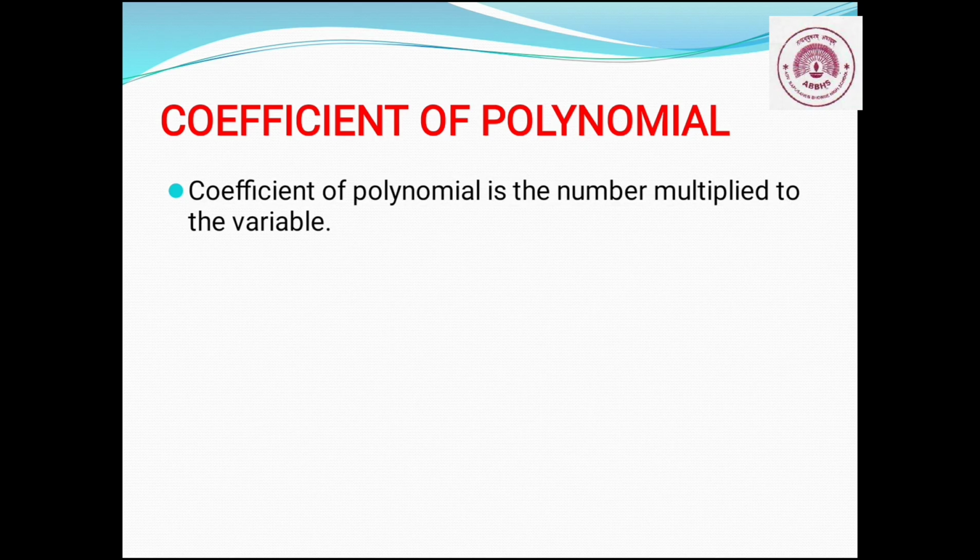Coefficient of polynomial is the number multiplied or associated with the variable. Let's understand it with the help of an example. x raised to power 4 minus 3x square plus x plus 5 is a given polynomial. Let's see the coefficient of each term of the above polynomial.